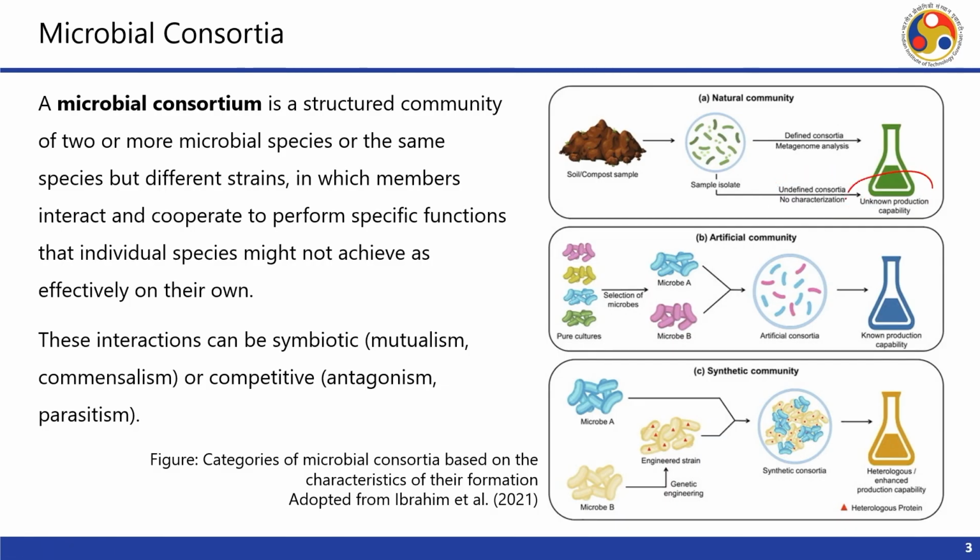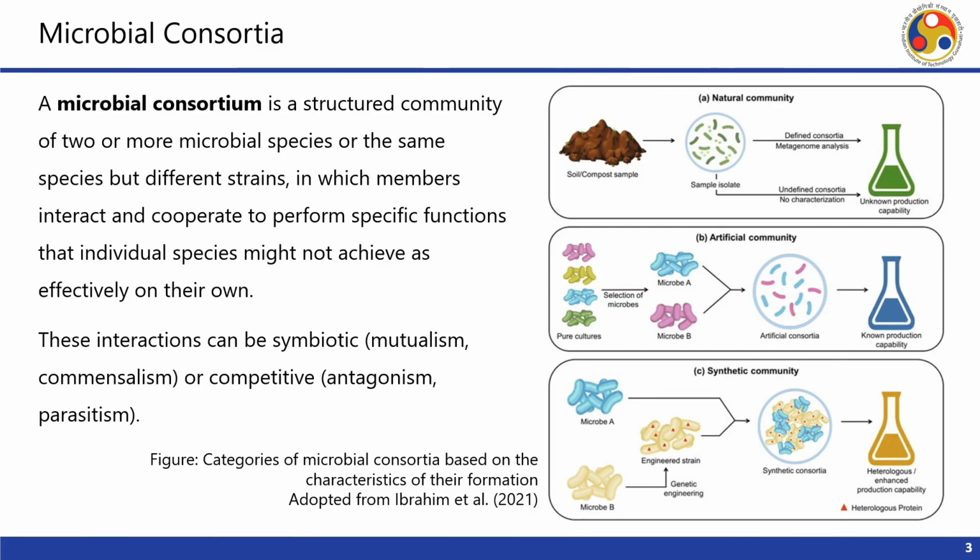Here the production capacity of such undefined consortia will be unknown, and in the artificial community we have pure cultures. You can see different colors depicting different cultures or maybe different strains. From there we select say 2 microbes A and B or 2 strains, and then we constitute them into a consortia, and we know the production capability of these artificial consortia in advance.